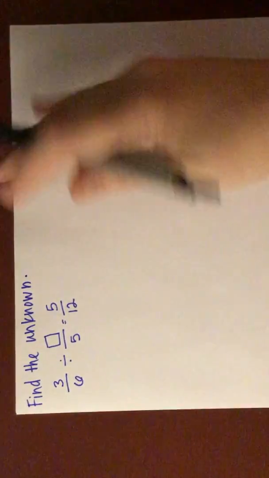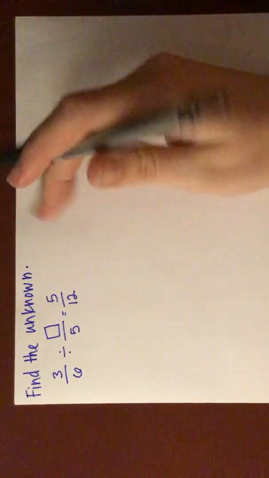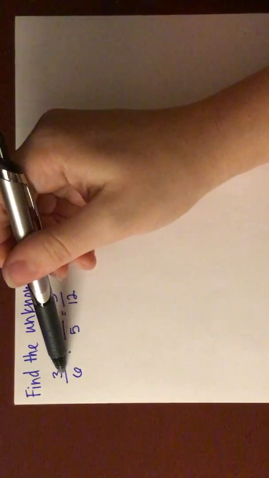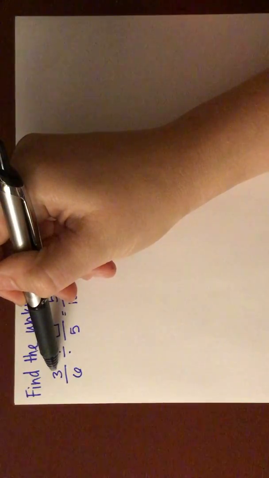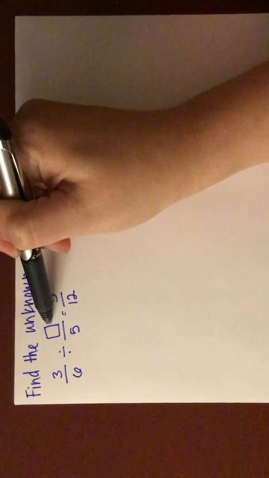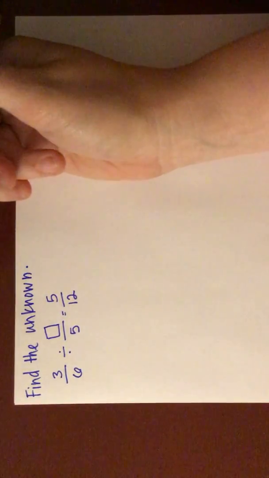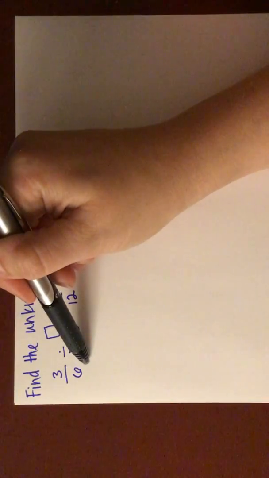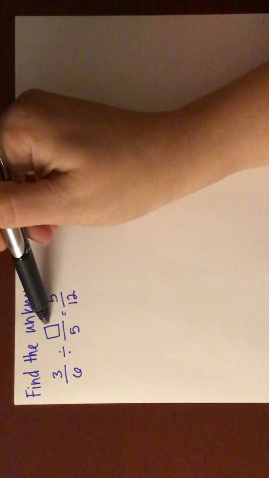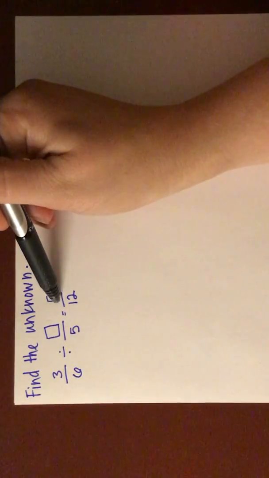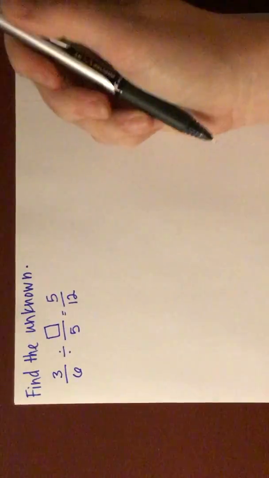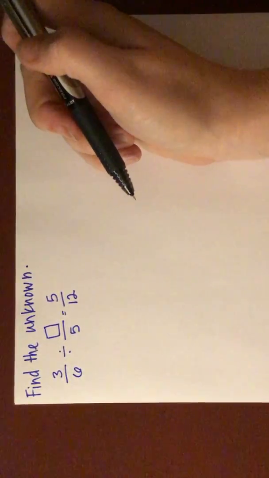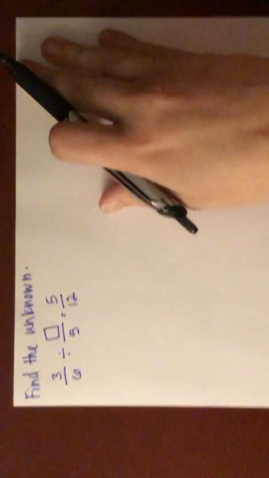All right, so this problem is a little different than the one we had before, because earlier our box, or our unknown, was in our dividend, and now our unknown has showed up in our divisor, so we're going to have to do these a little bit differently. When I look at this, I can see that I've got 3/6 divided by an unknown over 5 equaling 5/12. So I'm going to start by doing this using the way where we have a fact family.